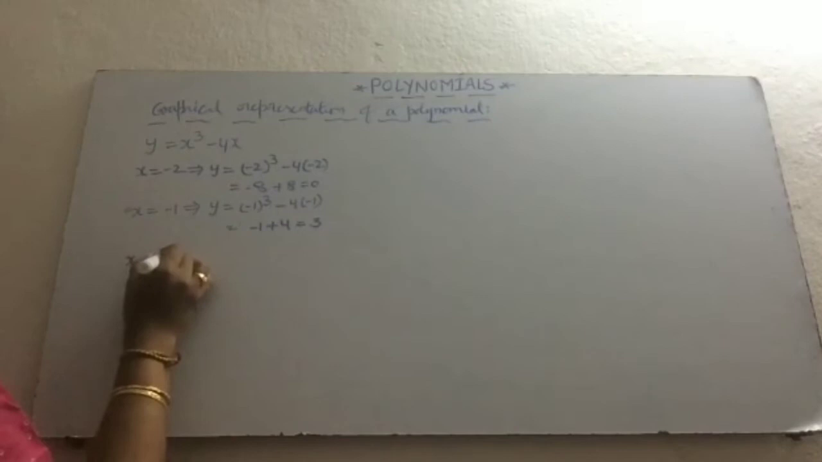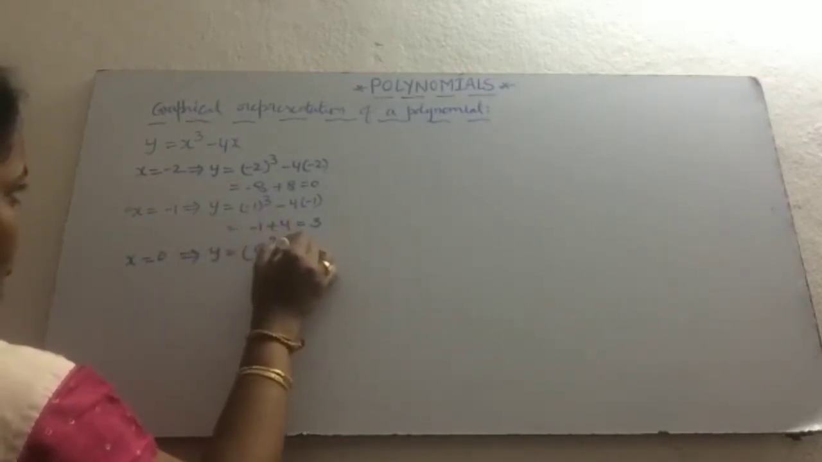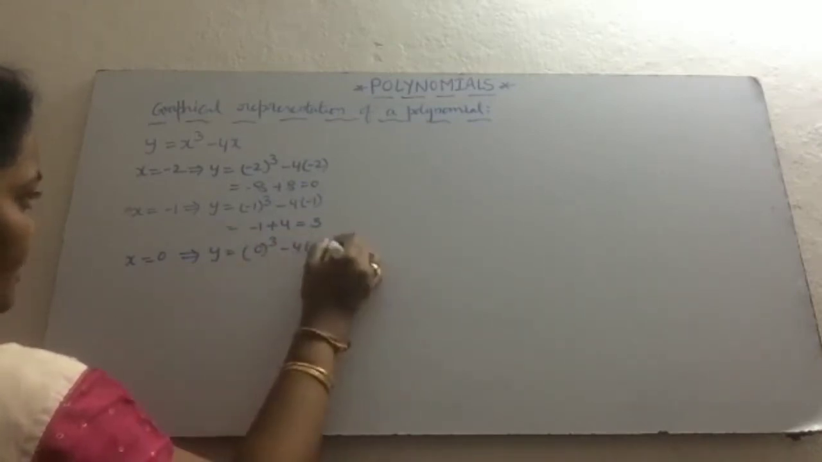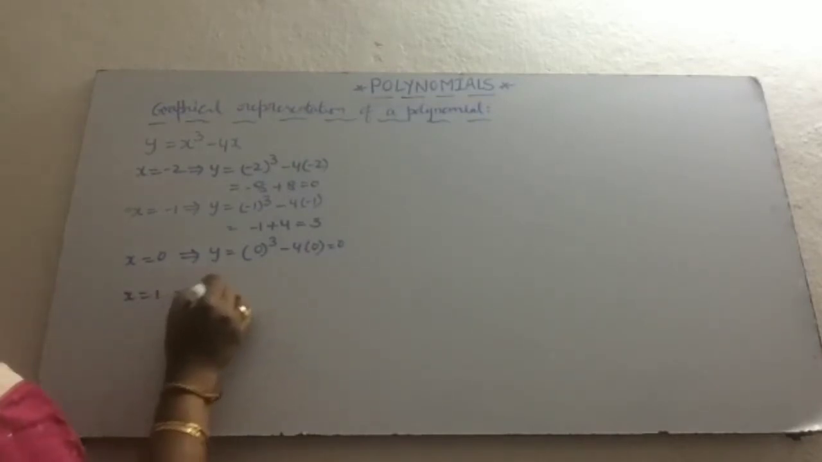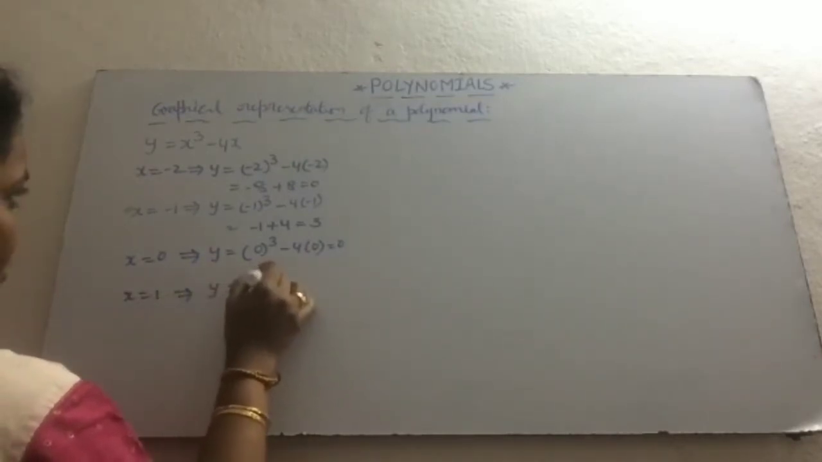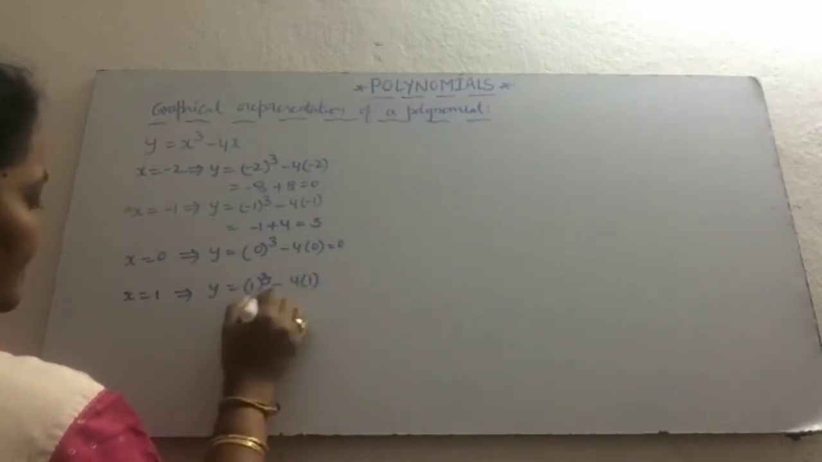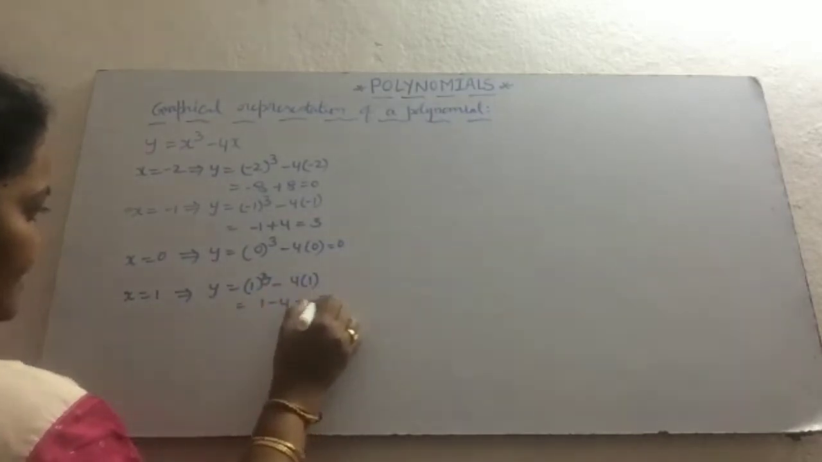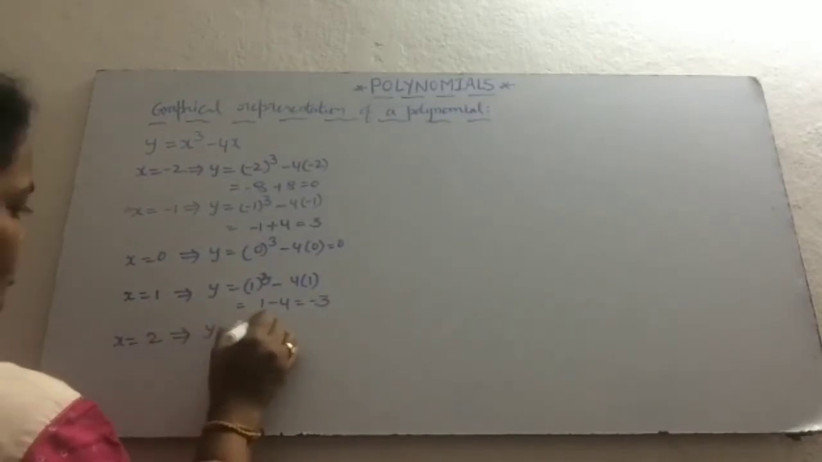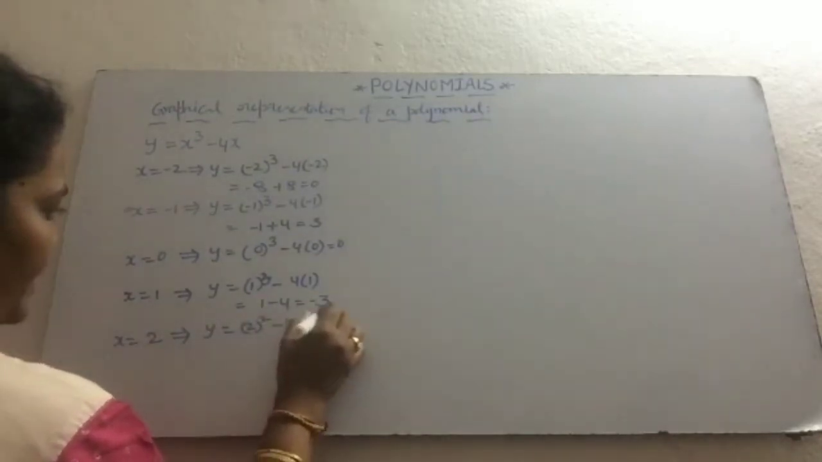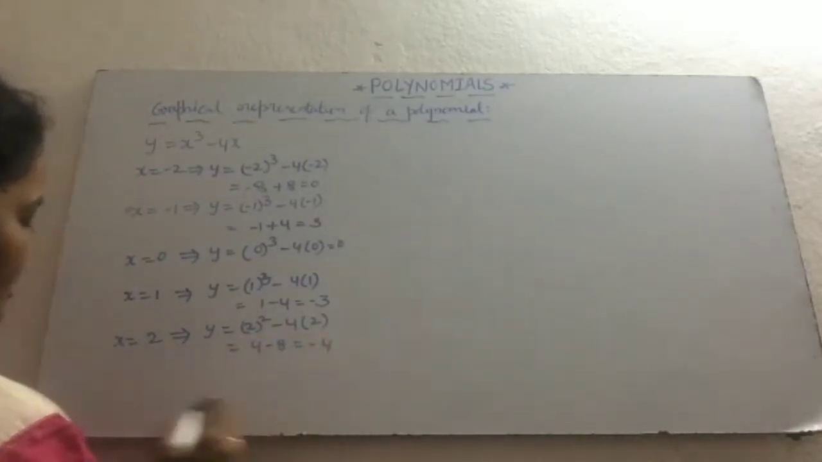If x equal to 0, then the value of y equal to 0 whole cube minus 4 into 0, that equal to 0. And if x equal to 1, the value of y equal to 1 whole cube minus 4 into 1. That means 1 minus 4 equal to minus 3. If x equal to 2, then the value of y equal to 2 whole square minus 4 into 2. That means 4 minus 8, that equal to minus 4.